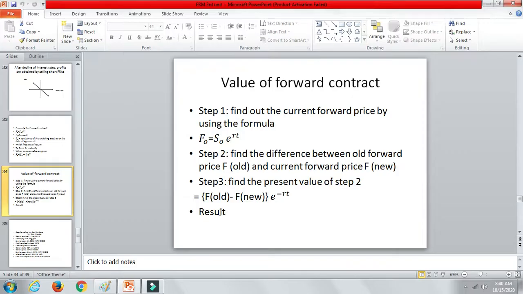The old forward price will already be given in the question, but according to the current interest rates and all, you're going to calculate the current forward price. You're going to calculate the difference between them. That is nothing but calculating e power rt. That will be the result, whether the buyer got the profit, or the seller got the profit, or any of the parties got a loss. That is what you are going to find out over here.